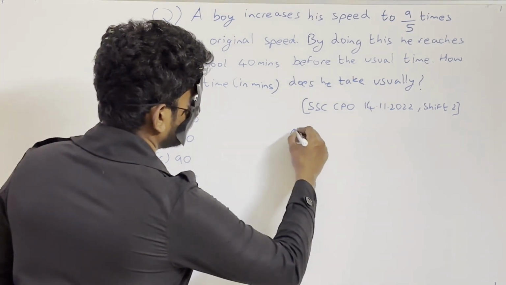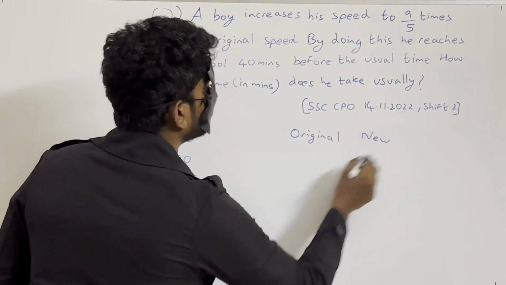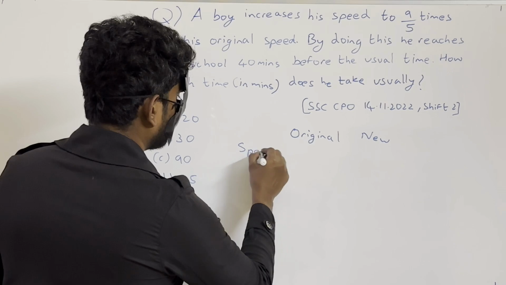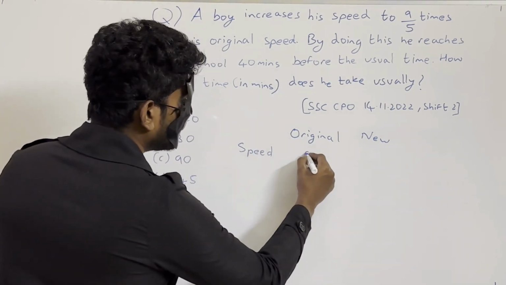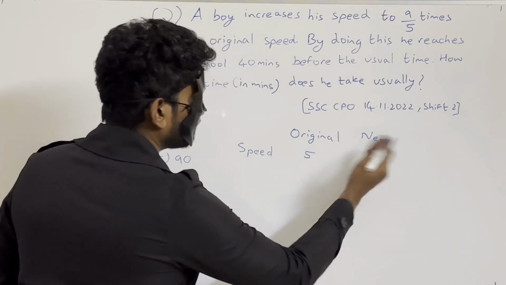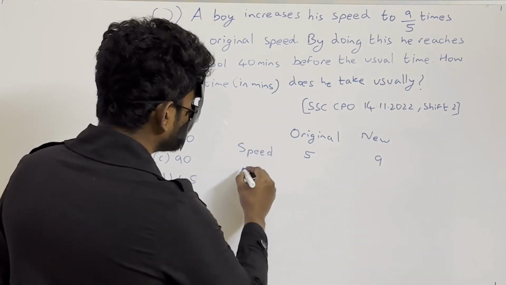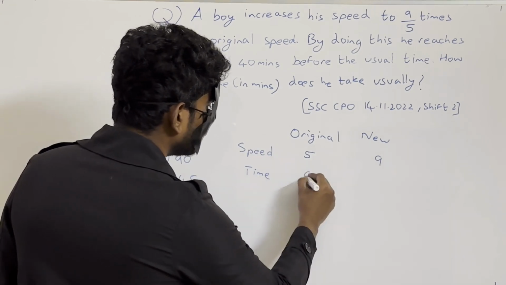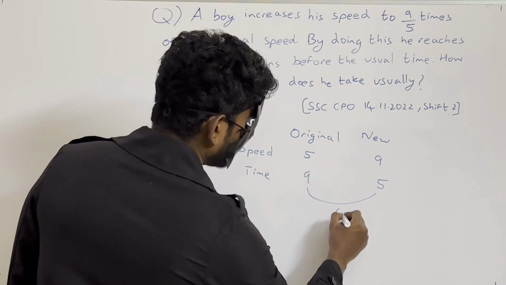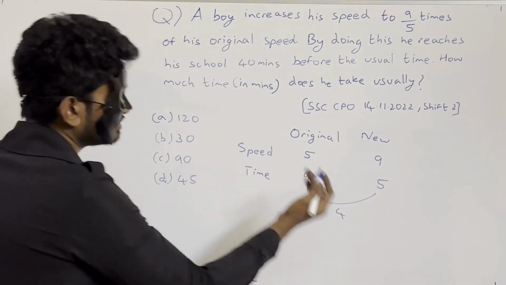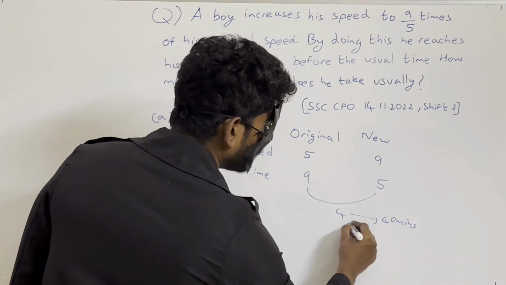So let's consider original and new speed. It is increased to 9 by 5 times, right? So initially if it is 5, then it is made 9. Since distance is fixed, the time will be inverse, right? Already told you, 9:5. What's the difference? 4. So he reaches 40 minutes earlier. So this 4 is equivalent to 40 minutes. So this is obtained by multiplying 4 with 10.